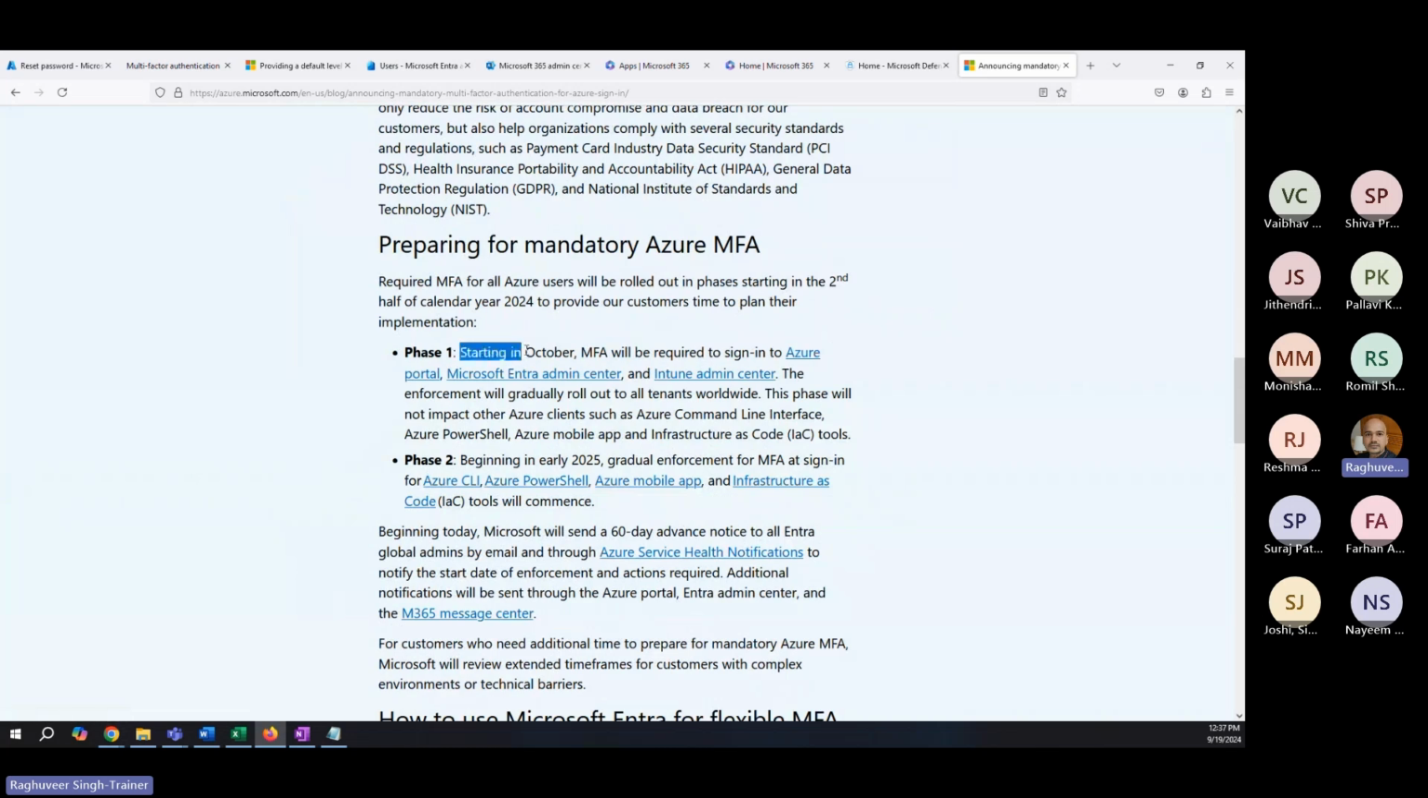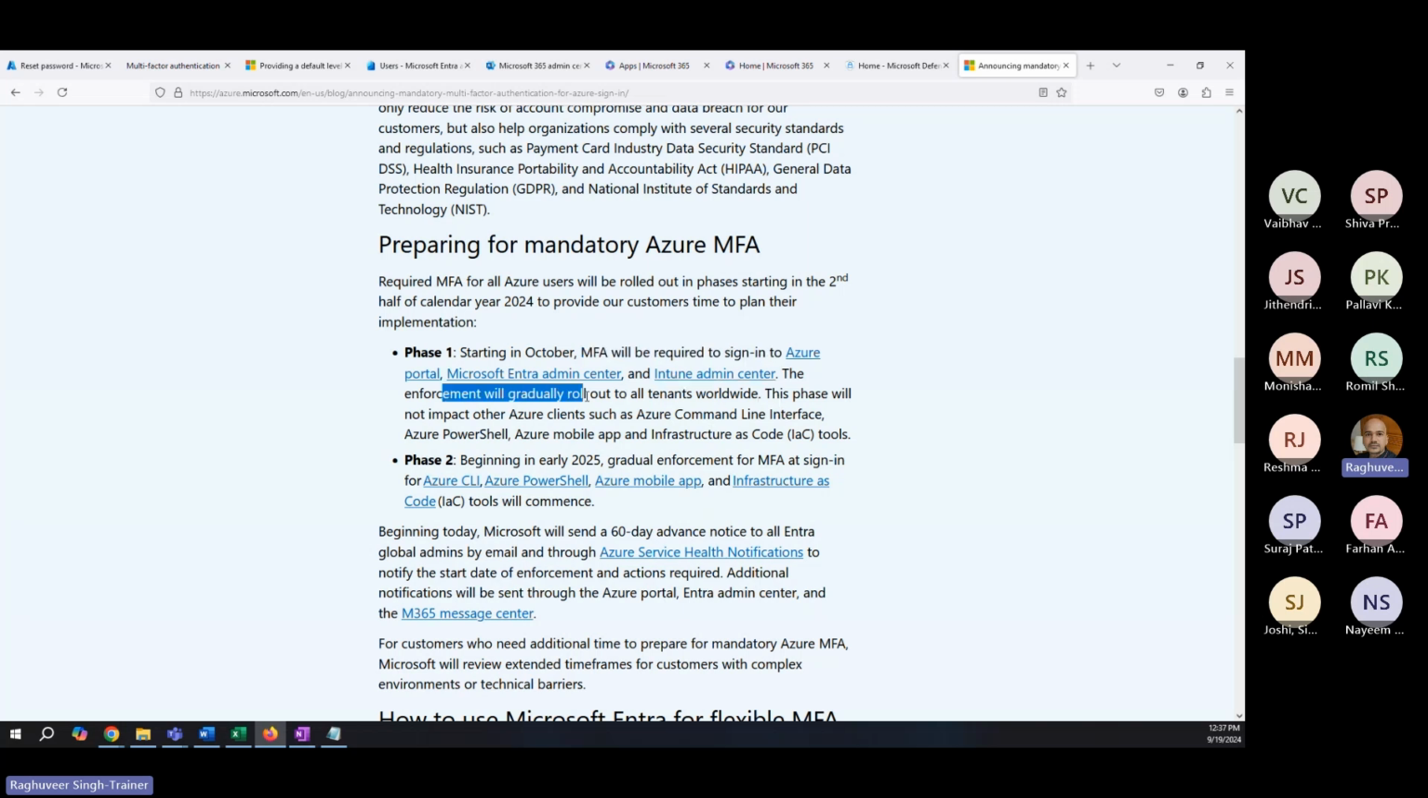It says starting in October. You can see, as I said, September 30th would be the last date. So October 1st, you need to do it. Starting in October, MFA will be required to sign into Azure portal and Microsoft Entra Admin Center. I'm saying any portal that is authenticating from Entra, MFA will be needed.